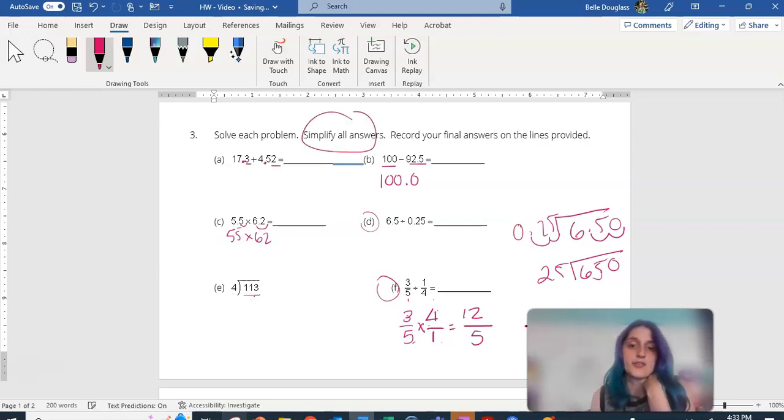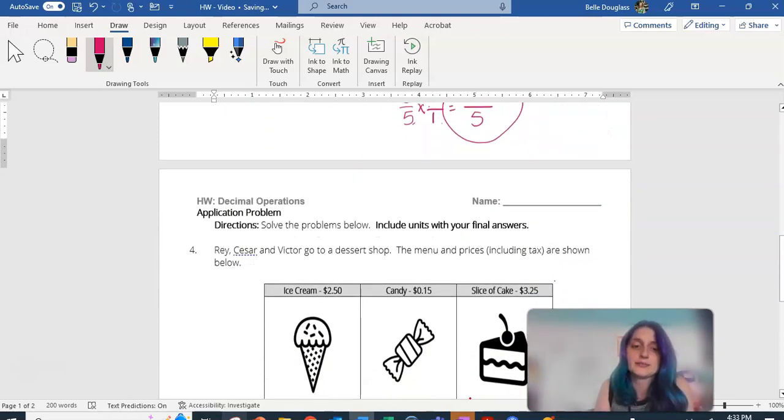It says to simplify all final answers, but 5 and 12 do not share a common denominator. So if you wanted to, you can leave it like that. Or you could change it into a mixed number, or you could divide it and change it into a mixed number in decimal form. But that is perfectly acceptable as your final answer for F. Moving on to the back.